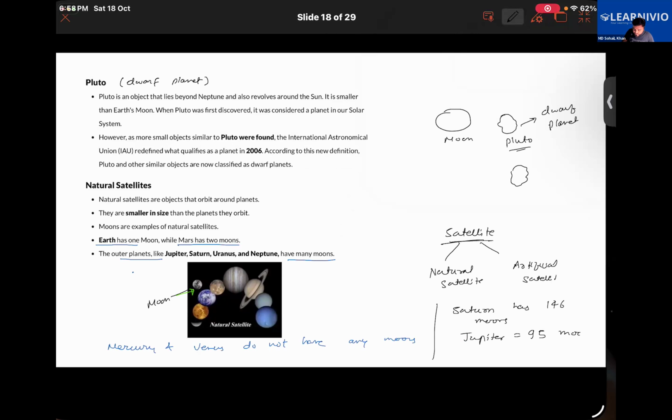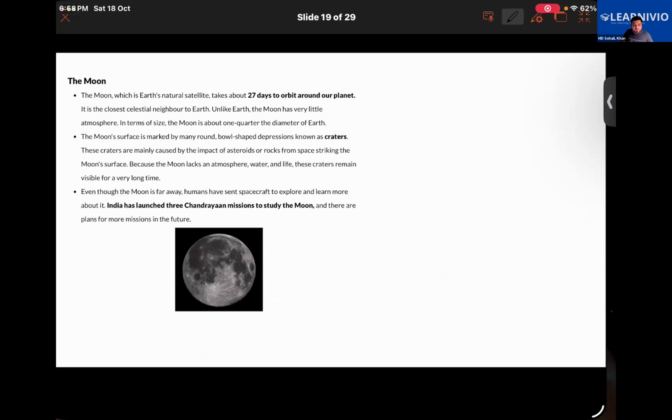Right now, we have discovered this many moons, but in future, some more moons can also be discovered. So this number may change or get updated after a few years.